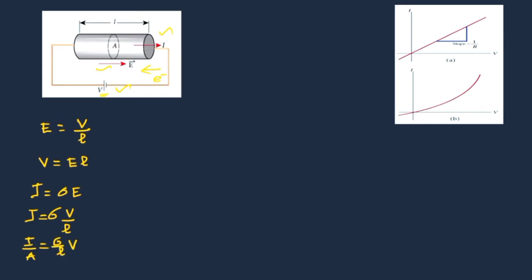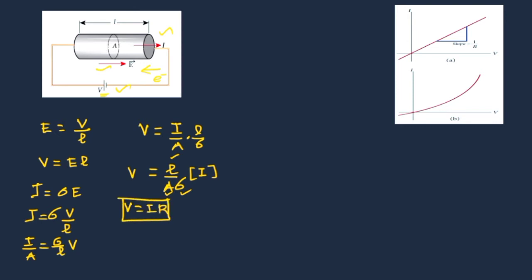Then V is equal to, how can I write? V is equal to I divided by A into L divided by sigma. Or I can say L divided by A sigma into I, right? This quantity L by A sigma is a constant. Therefore, we can say that V is equal to I into R. This is the macroscopic form of Ohm's law, where R is the resistance, and that can be written as L divided by A sigma.